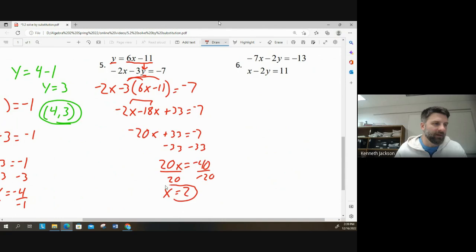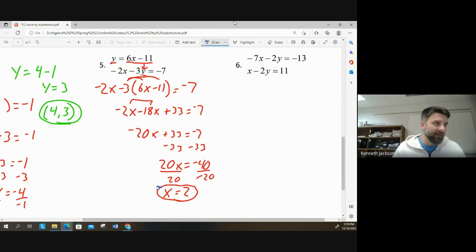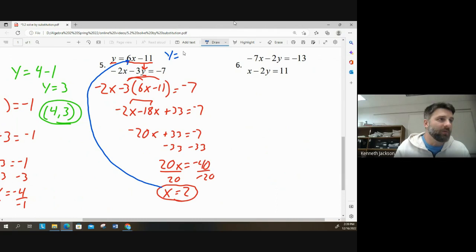And again, that's only half of my answer. We're looking for the ordered pair. So half of my answer is x equal 2. To find the other half, I take this value of x and I plug it in there. Now you might say, but how do you know which equation to plug it into? Well, it doesn't matter. You can plug it into whichever one you think is going to be easier to work through. The top one looks easier. So that's y equal 6 times 2 minus 11. Y equal 12 minus 11. Y equal 1. So my ordered pair, again, the x comma y would be 2 comma 1 as the solution.